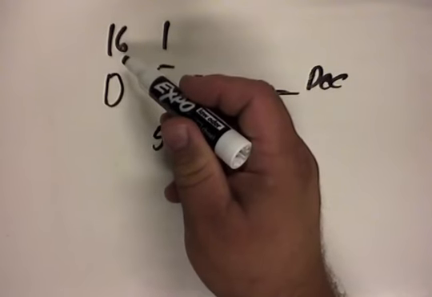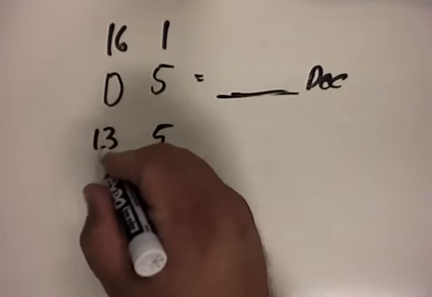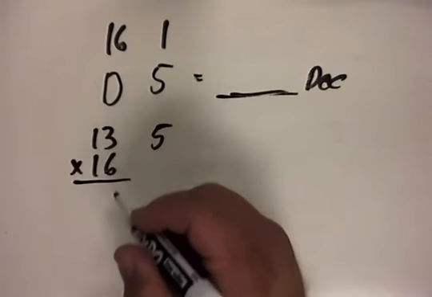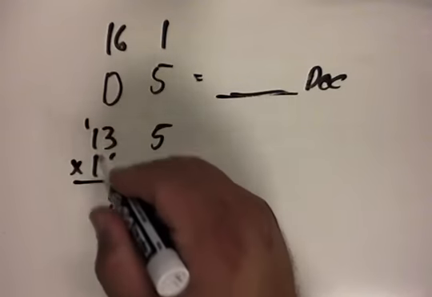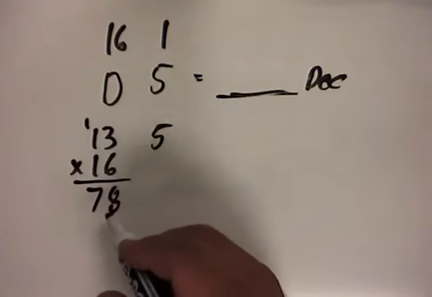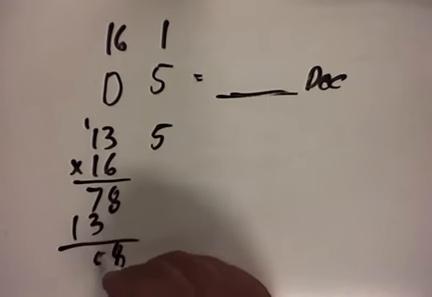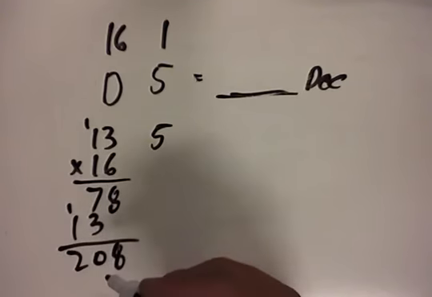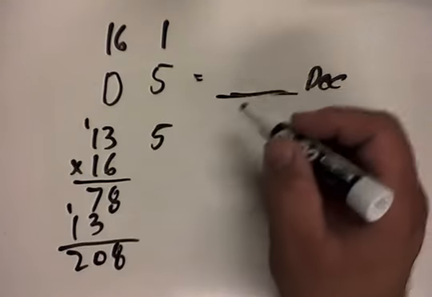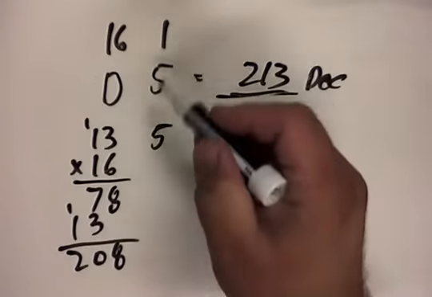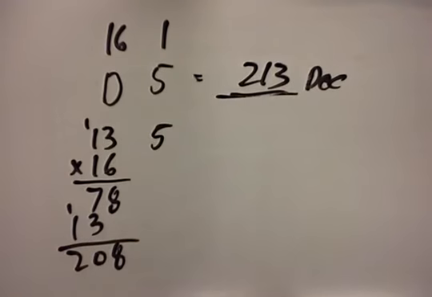D times the 16 place. Well, D is 13, so we're going to do 13 times 16. When I do that, 3 times 6 is 18. 1 times 6 plus 1 is 7, so we got 78 plus the 13 here. So 8, 7 plus 3 is 10, so we get 208. 208 plus the existing 5 gives us 213 in decimal. Woohoo! So multiply by the place value, add them up. We just need to remember A is 10, B is 11, C is 12, and so forth.